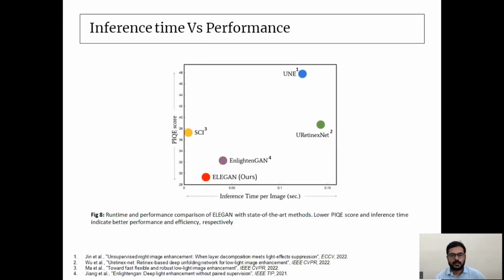Figure 8 compares the performance and efficiency of ELEGAN and state-of-the-art methods. We perform efficiently in both computational time and performance score with respect to the state-of-the-art. The inference time taken per image for our model is approximately half that of EnlightenGAN while achieving a lower PIQE score, thus affirming that our model excels in both output quality and computational efficiency.